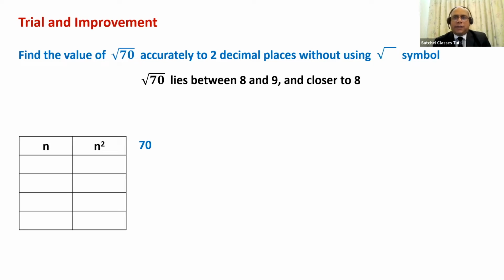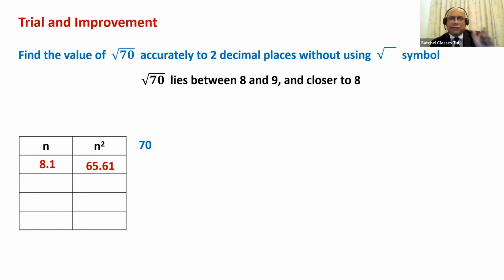That gives me an idea about what I should start with. So let's start with 8.1, because I know it's more than 8, less than 9, but it is closer to 8. Had it been closer to 9, I would have started at 8.9. But this time I know that it is closer to the lower bound, which is 8. So I'll start with the value of 8.1. What is the square of 8.1? The square of 8.1 is 65.61. Mind you, you can use a calculator for squaring. The only symbol you're not allowed to use is square root.